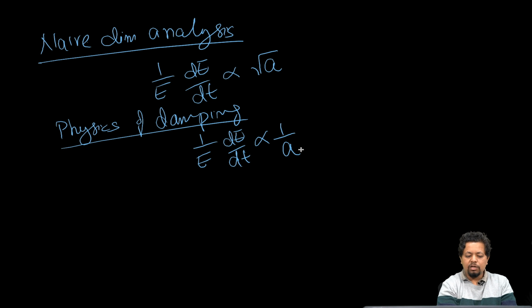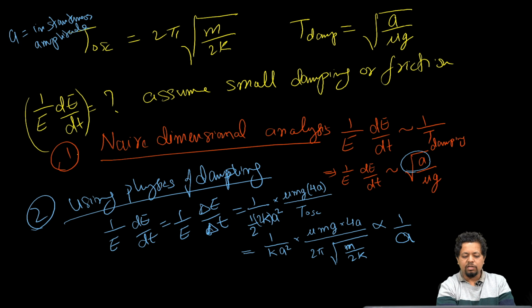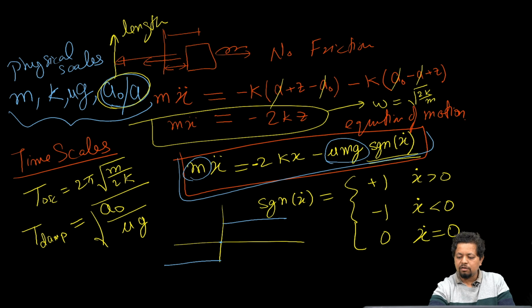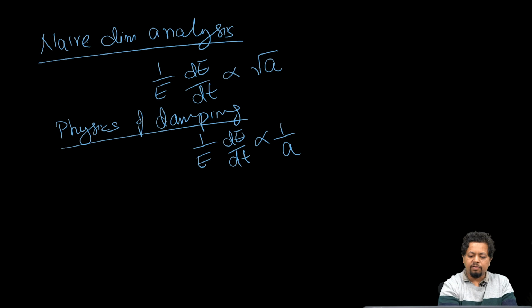For that, we can only know if we solve the equation of motion, which is over here. Solve this equation of motion, find the solution, find out at what rate energy is changing, and compare whether it's changing with the instantaneous amplitude, the square root of the instantaneous amplitude, or 1 over the square root of A. Here's one easy way of doing this. Rather than talking about energy, we can calculate 1 over E dE/dt in terms of the instantaneous energy.